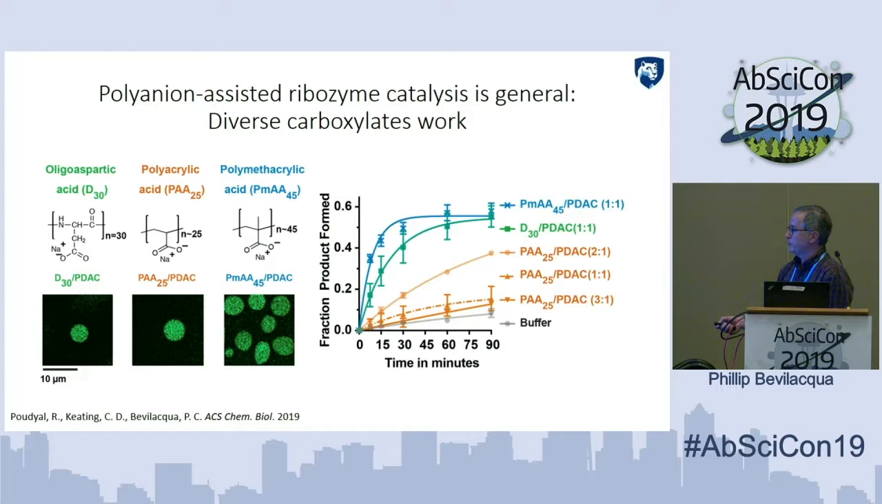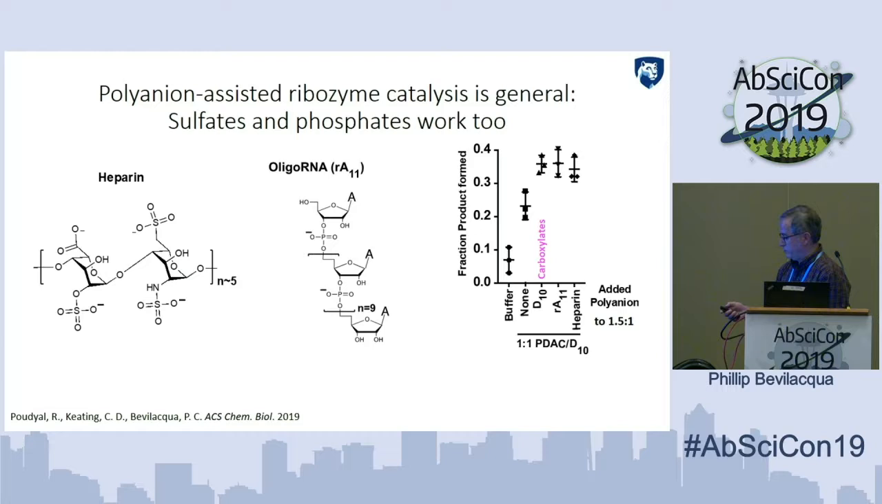To further test the generality of this mechanism, we then looked at these polyanion-assisted catalysis and asked whether other polyanions that might be present could also stimulate the reaction, to test the robustness of this. So we tested this with sulfates and phosphates. And the first thing is, if we look at phosphates, by adding the excess anion as RNA and a phosphate, you can see that the rate is stimulated.